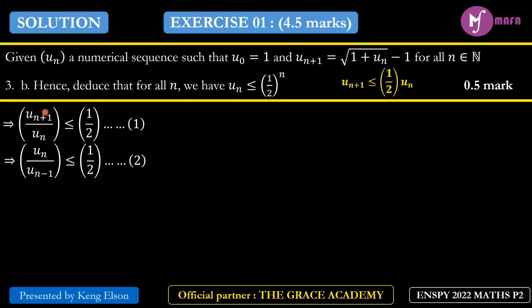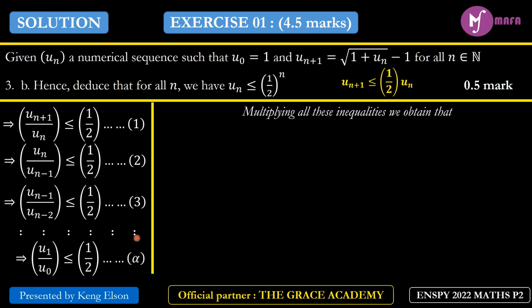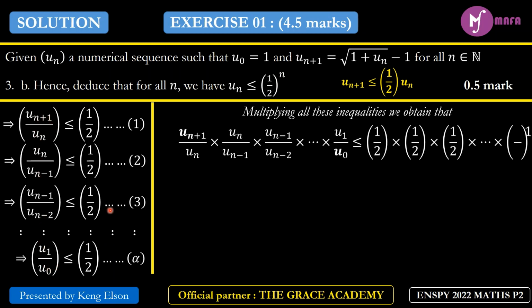u_n and u_{n+1} are two consecutive terms. u_n and u_{n-1} are two consecutive terms. u_{n-1} and u_{n-2} are also two consecutive terms. If we decrease till we go to u_1 and u_0, they are also two consecutive terms. So we have all these inequalities. The next thing we are going to do is multiply all these inequalities. So we multiply all the left hand sides, and then we multiply all the right hand sides.